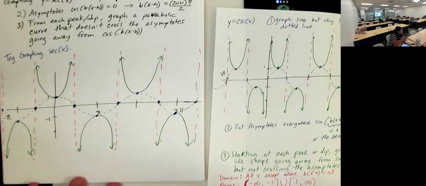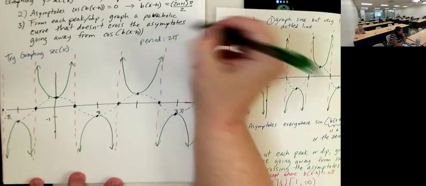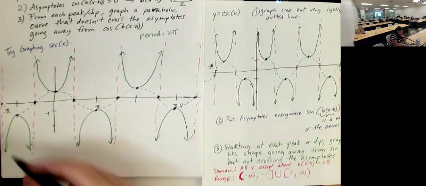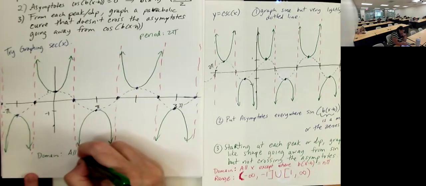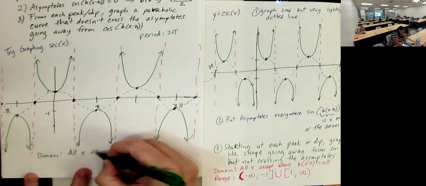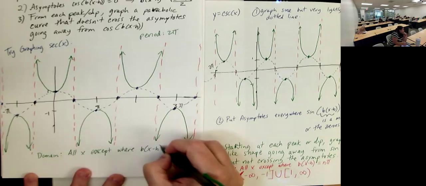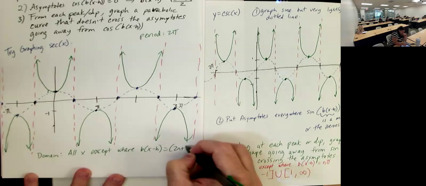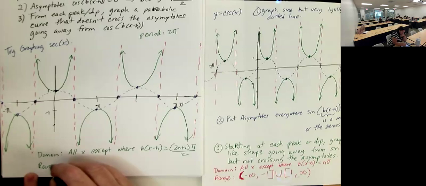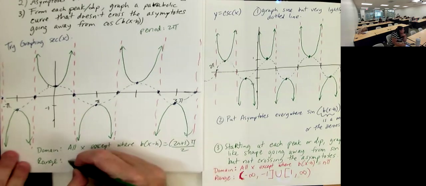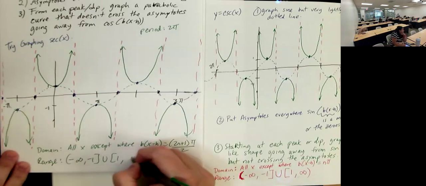You'll see that we do, once again, have a period of 2 pi. The domain, if I were to list it, would be all x except where b times x minus h equals 2n plus 1 times pi over 2. And it has the same range as cosecant: negative infinity to negative 1, in union with 1 to infinity.